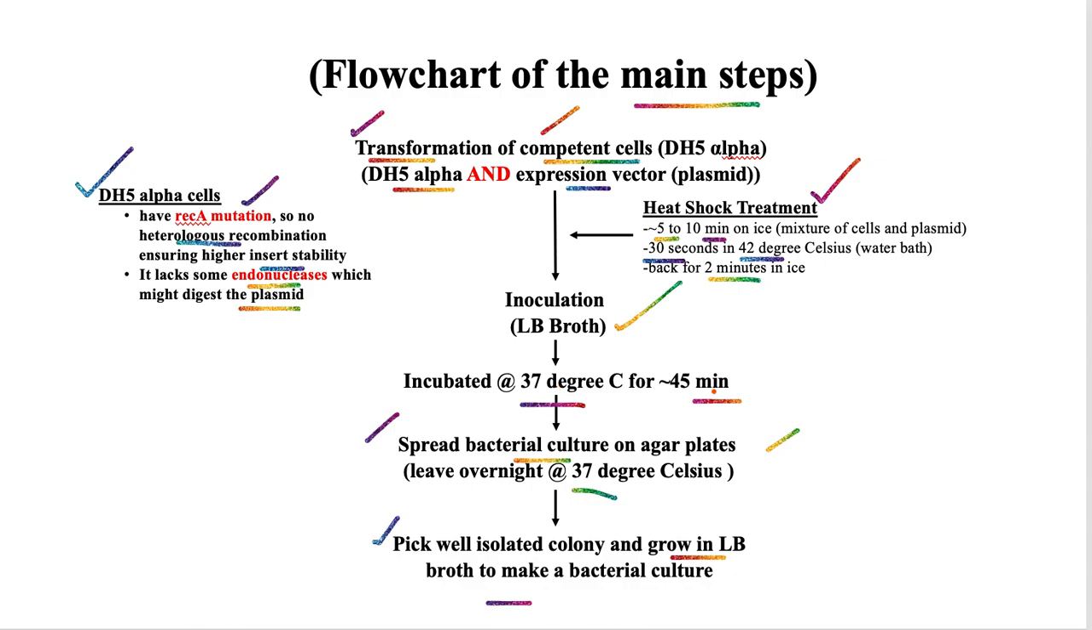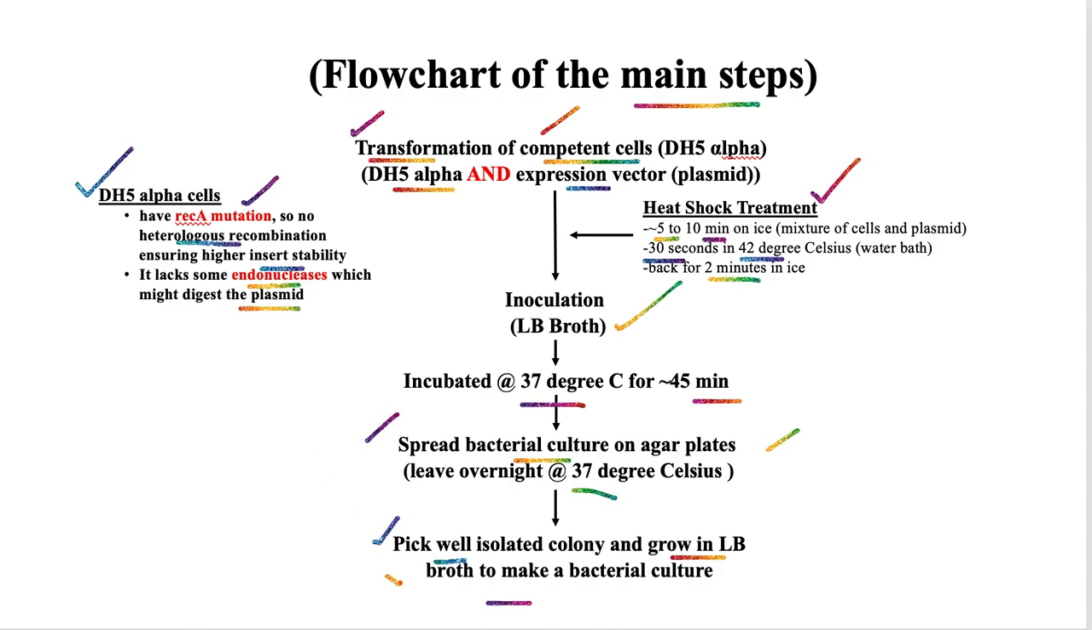The bacterial culture is incubated at 37 degrees centigrade for 45 minutes, and then we spread bacterial colonies on an agar plate. And then the next morning, we pick a well isolated colony and grow that in LB broth to make a bacterial culture. Up till this point, all these steps stay the same in the transformation of a protein expression strain of the bacteria.